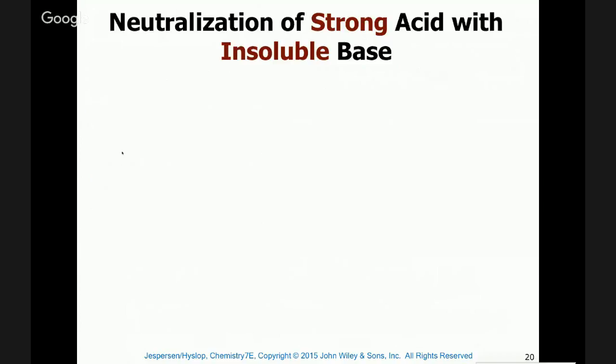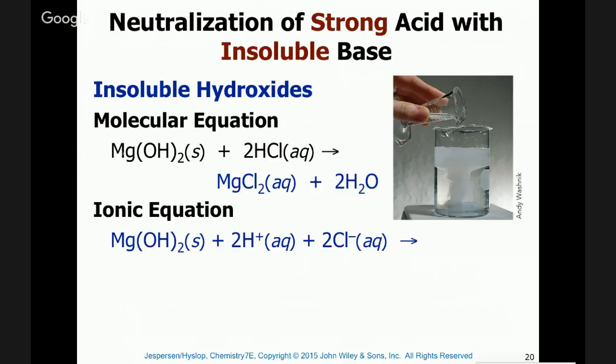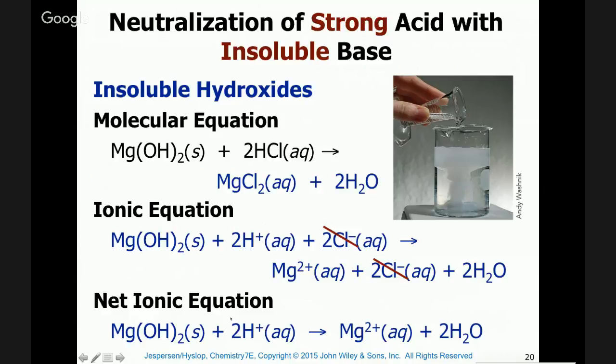Okay, if we have a strong acid with an insoluble base, here's our molecular equation, our ionic equation. Our solid will not dissociate. We can remove our spectator ions. Here's our net ionic equation.